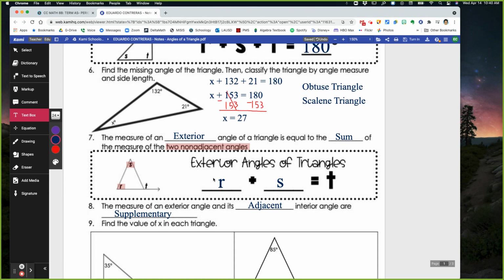Okay. I just remembered. The word we wanted here was isosceles. If two sides of a triangle are equal, they're isosceles.